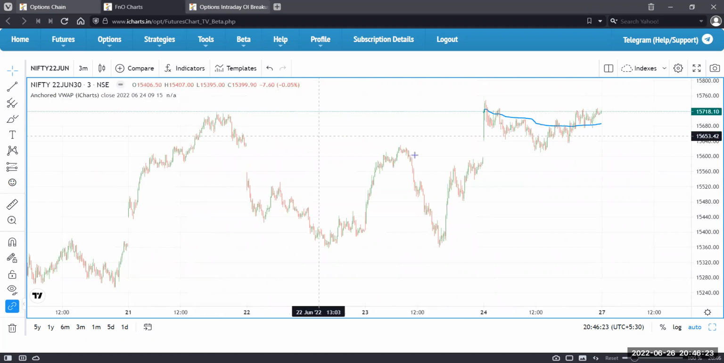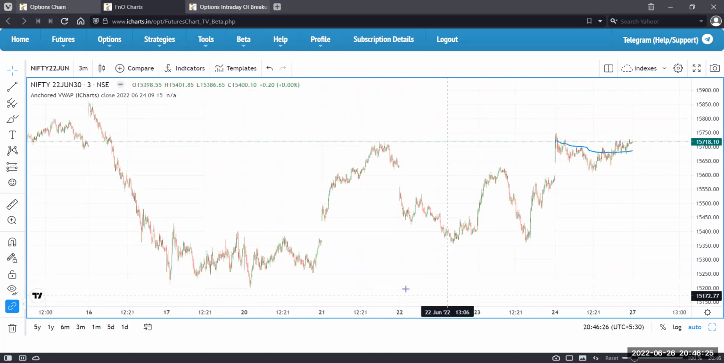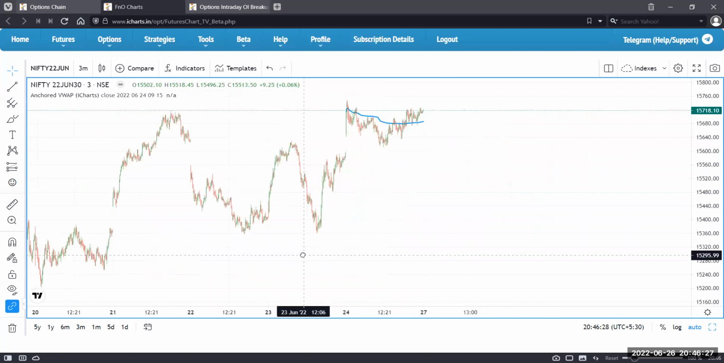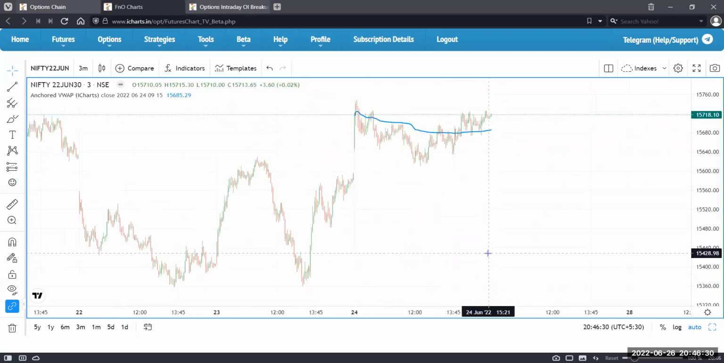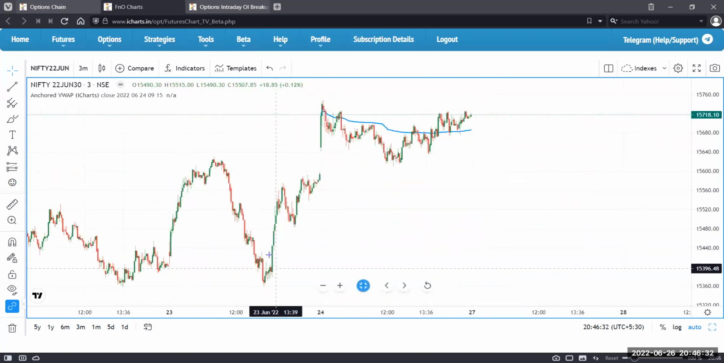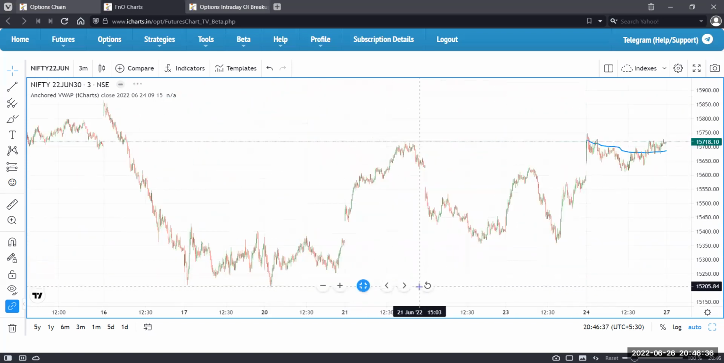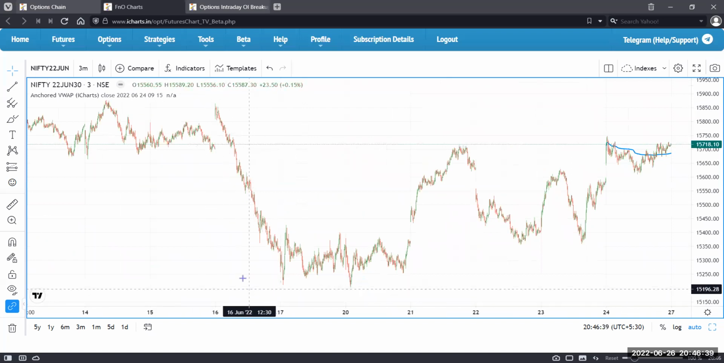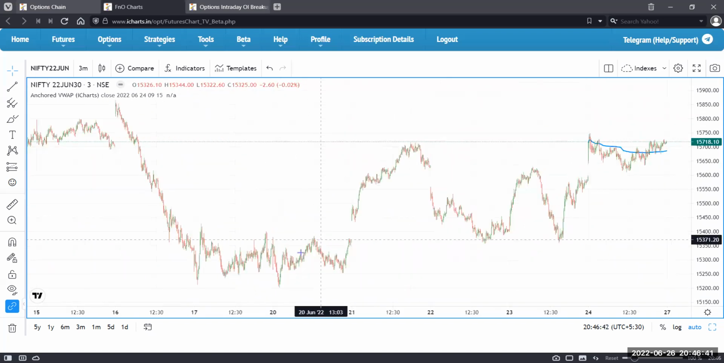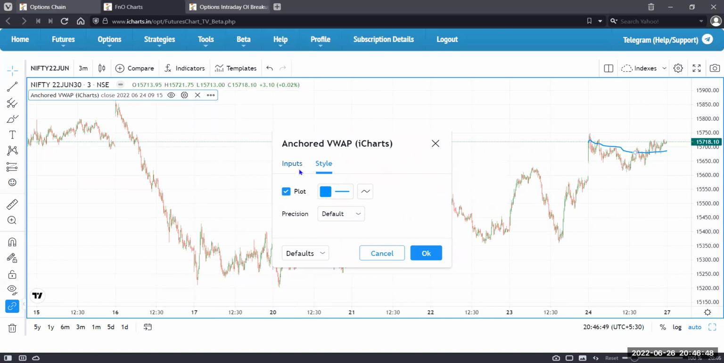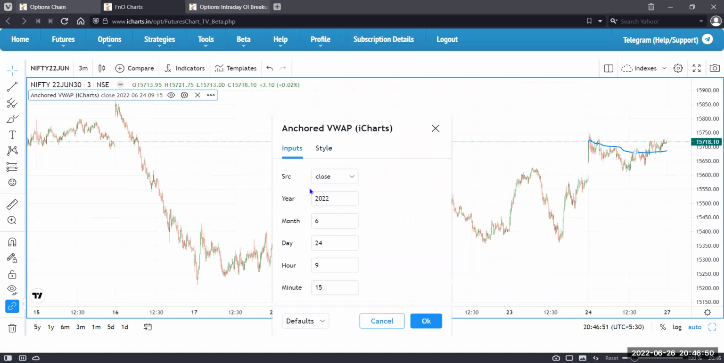But anchored VWAP, you can plot from any point. Generally the idea is, the last expiry was on 23rd, and before that it was 16th. So you generally plot from 17th for the next week. So I'll change it here. Go to inputs, anchored. Once you add anchored VWAP, by default it will plot starting on the same day's 9:15 bar.